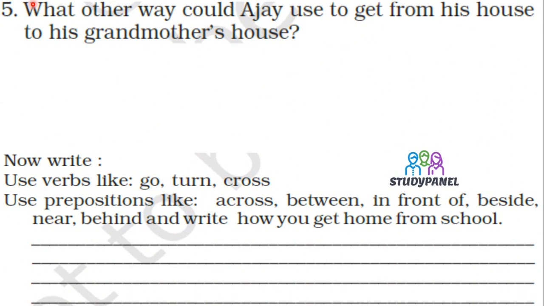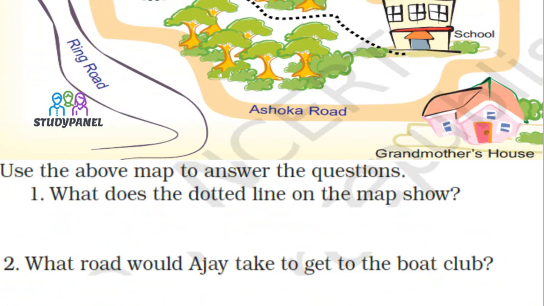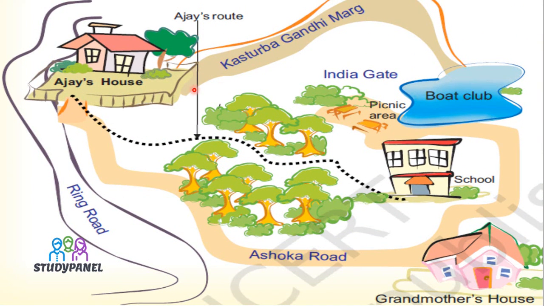Next question. What other way could Ajay use to get from his house to grandmother's house? So let us find out what are the other routes by which Ajay can reach his grandmother's house. This is the one road we can see, Ashoka Road. So this is the first one. And the second one is, if Ajay uses his route to the school, and from here Ajay can take this Ashoka Road and reach grandmother's house.